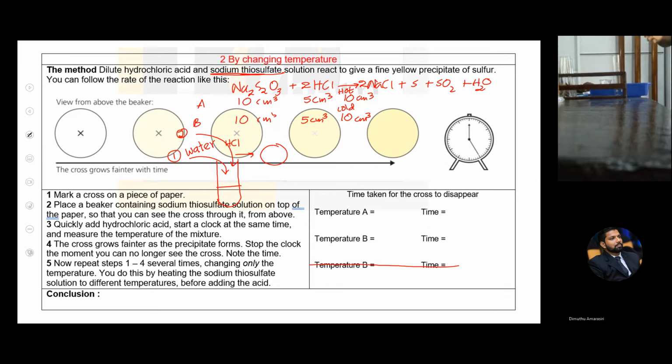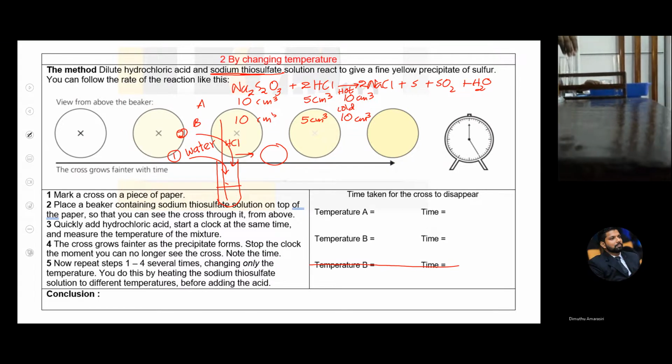You should not measure that one, measure the thiosulfate, because I asked you to measure the temperature of the mixture. Before adding HCl, do not add water. Water has to be added.